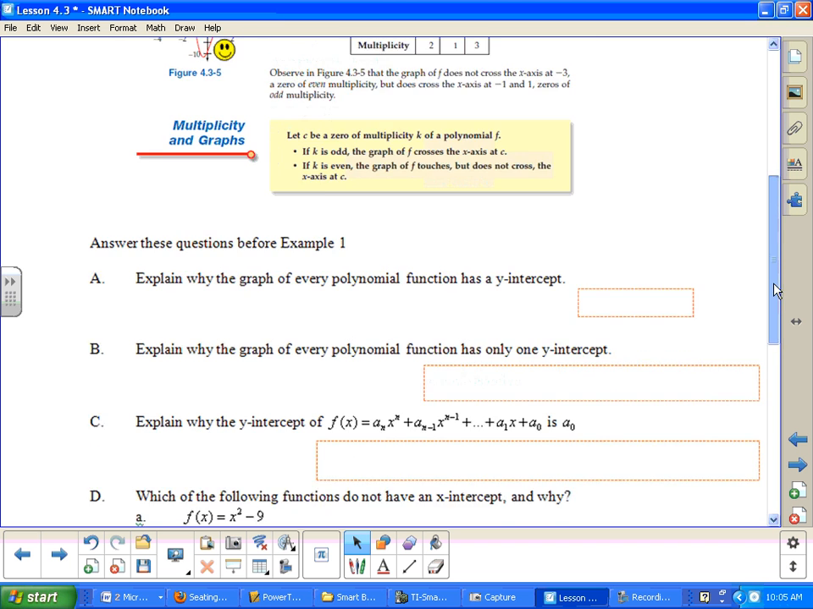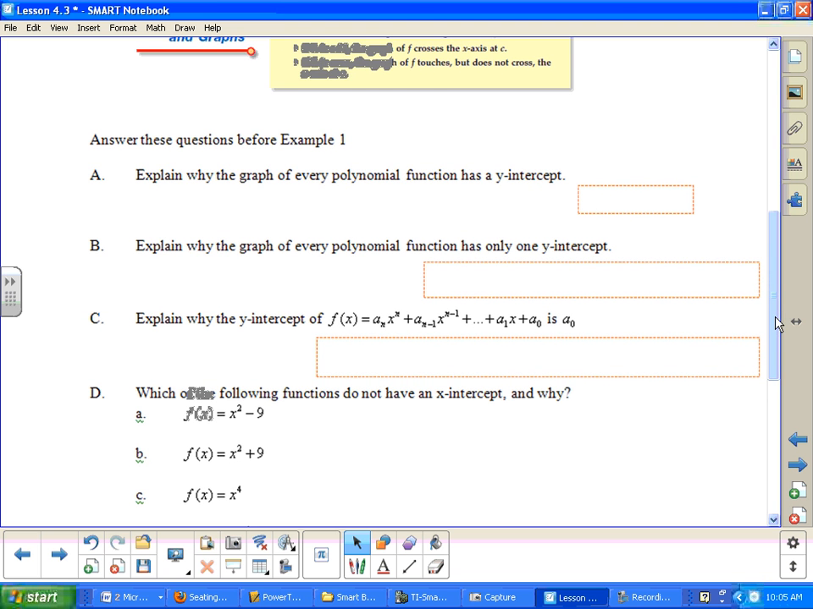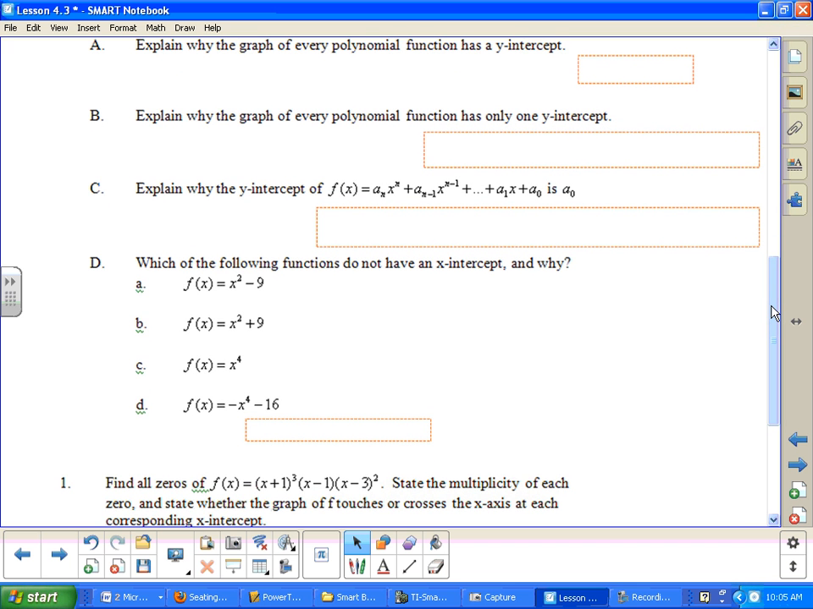All right, so I have a few questions here that I want you to answer. Give your answer to that, so you're going to think about them for a minute. I'm not going to go over them, but I will talk about D for just a second. It says, which of the following functions do not have an x-intercept?